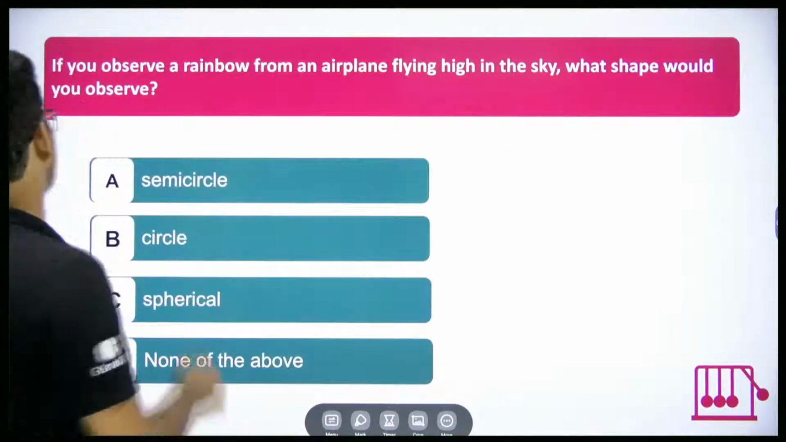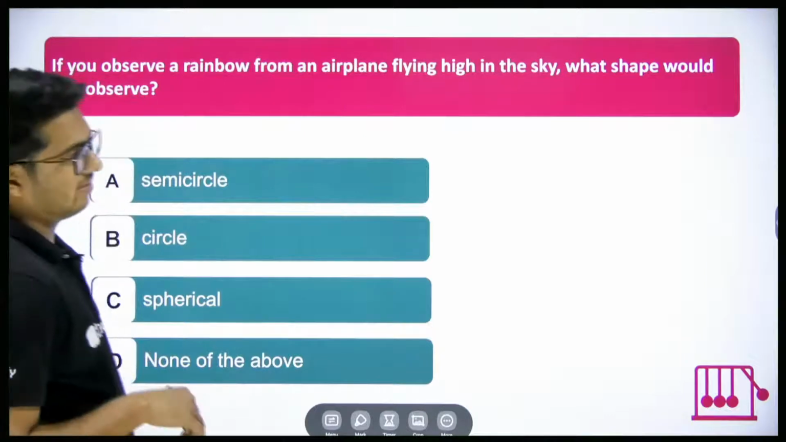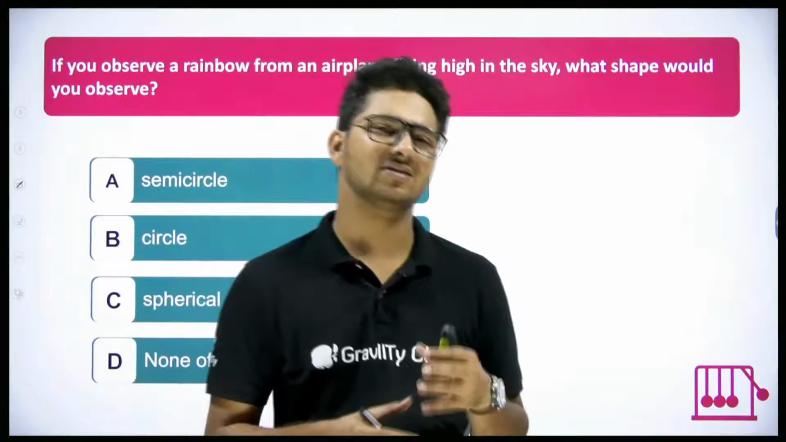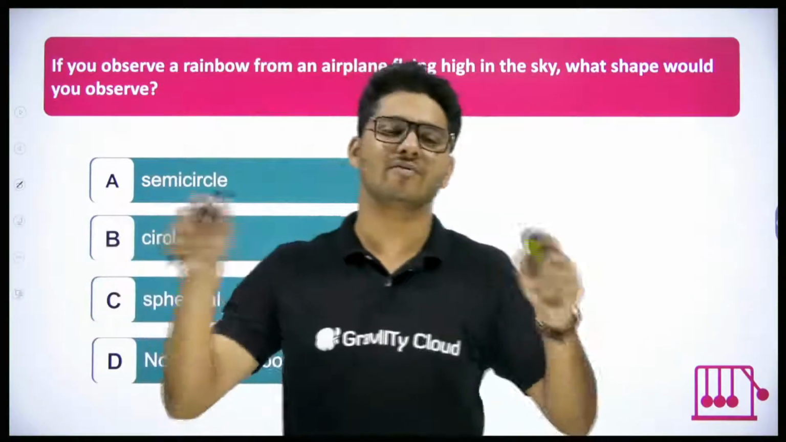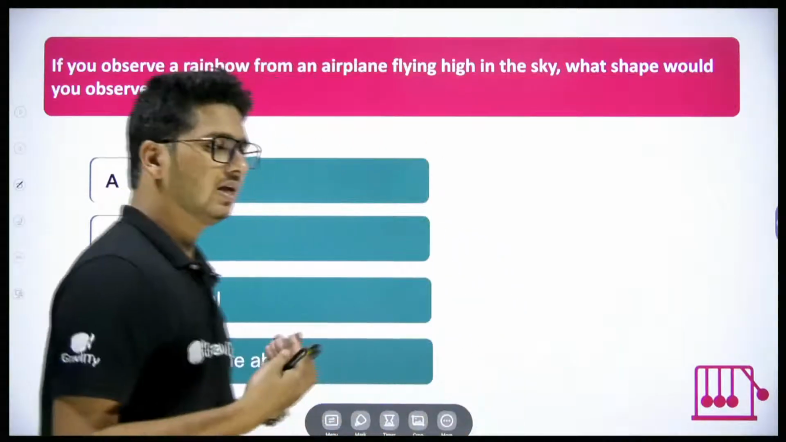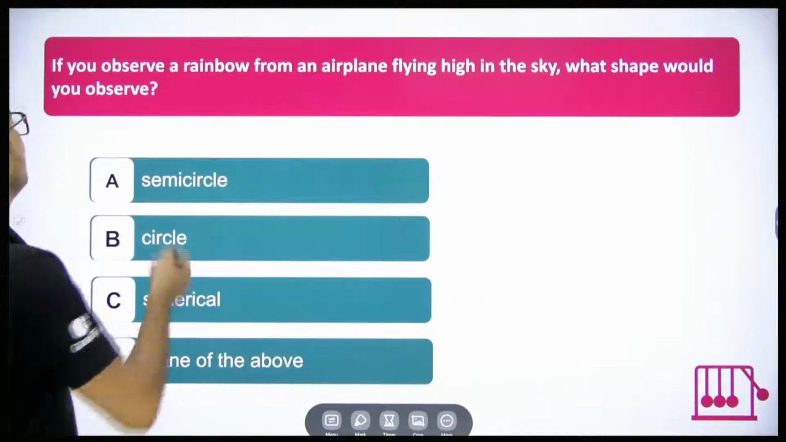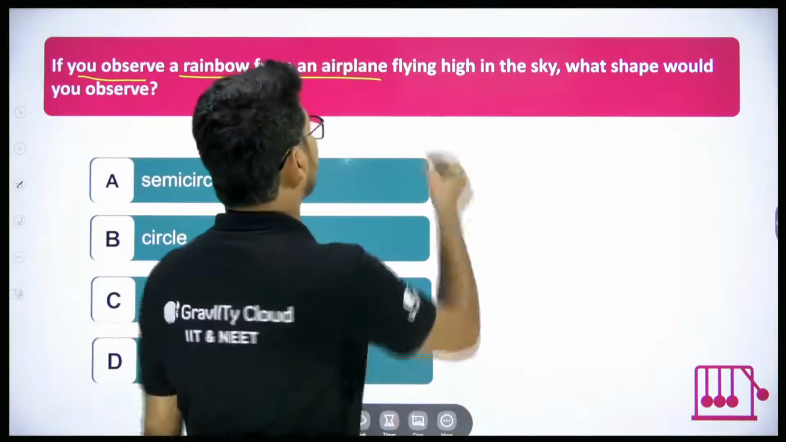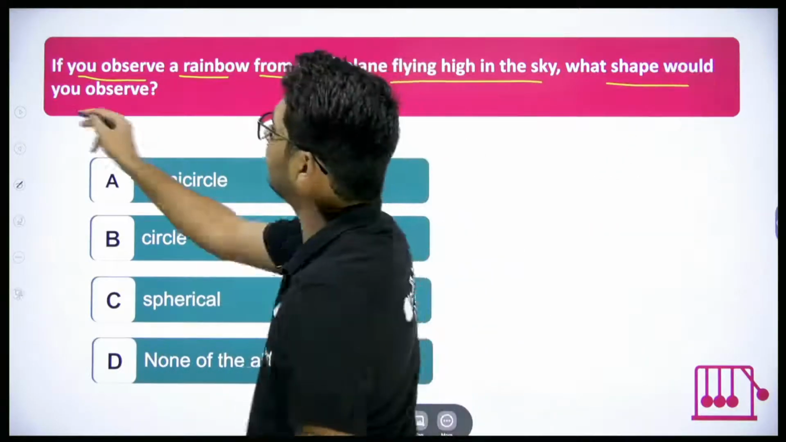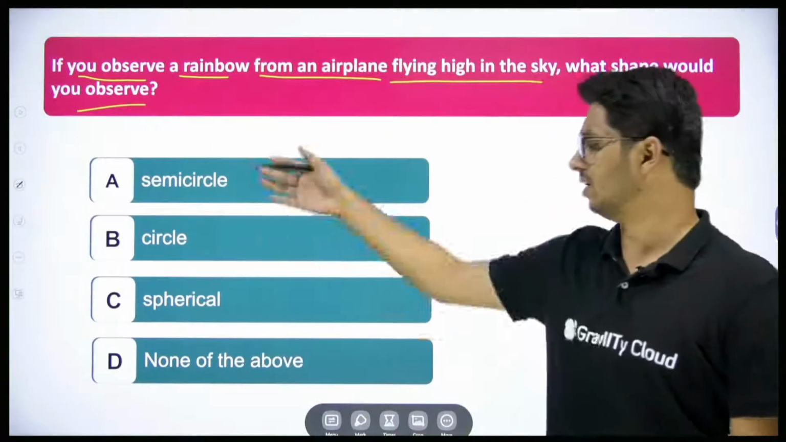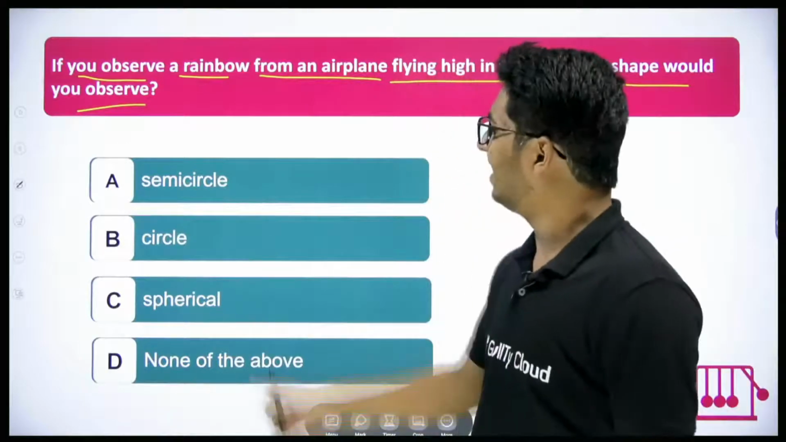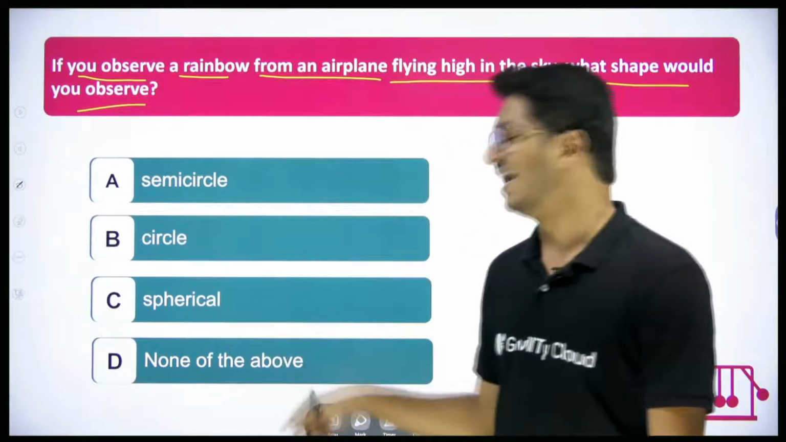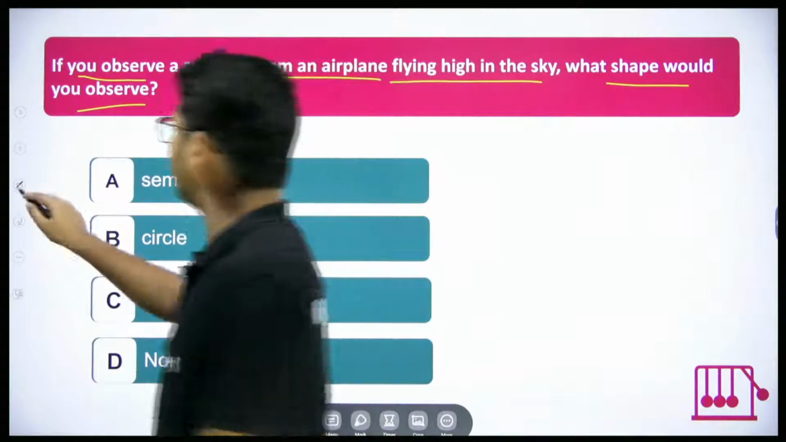Okay. Now another interesting question for us. When we look at the rainbow, if I ask you what is the shape of the rainbow, what will you tell? Sir, semicircle. A half ring. Half ring is the shape of a rainbow that we can see from the ground. But if you observe a rainbow from an airplane that is flying high in the sky, what shape would you observe? You have a few options: A, semicircle, B, circle, C, spherical and D, none of the above. So which shape do you observe?